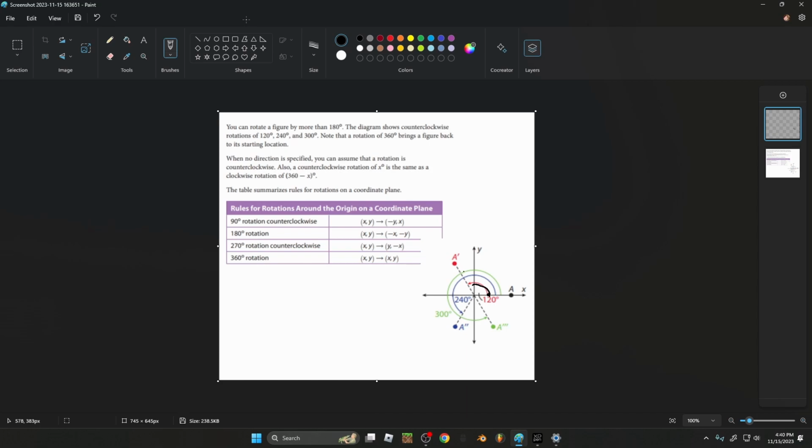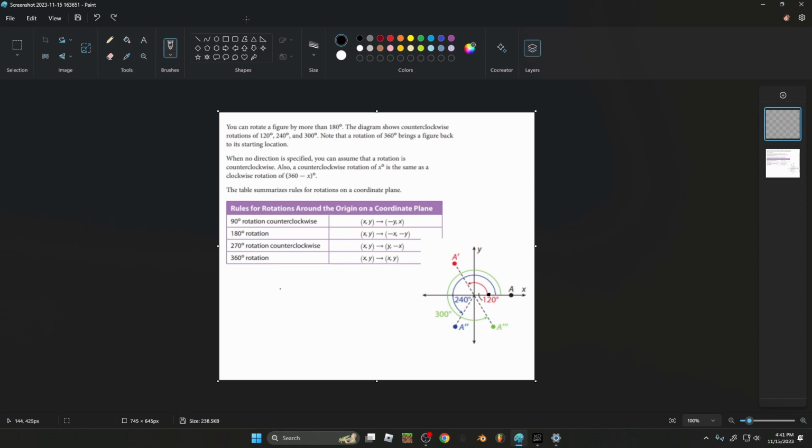This would be a 90 degree rotation with this formula: x comma y turns into negative y comma x. For a 180 degree rotation, it's negative x, negative y. We just see here it goes from here to right here. Let me change that color. From here to here. 270 counterclockwise goes from right here to right here. 360 is just a full circle. You don't change it. You just keep it that way.